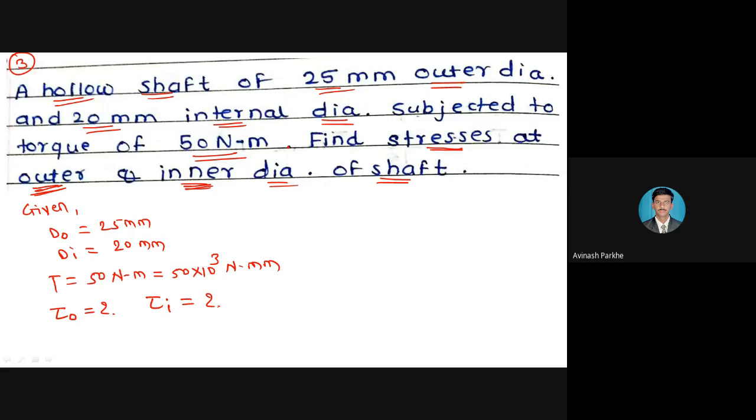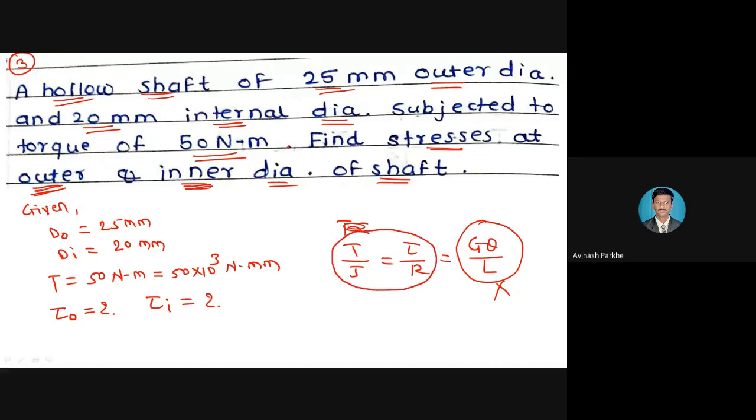So which formula do I have to use? Can we use the torsion formula? Look at the torsion formula: T upon J is equal to tau upon R is equal to G theta by L. This is the torsion formula. Forget about G theta by L; it will not be applicable here because the value of G is not mentioned, theta is not mentioned, and the length of the shaft is not mentioned. So forget about this third term. Only think about these two terms: T upon J is equal to tau upon R.